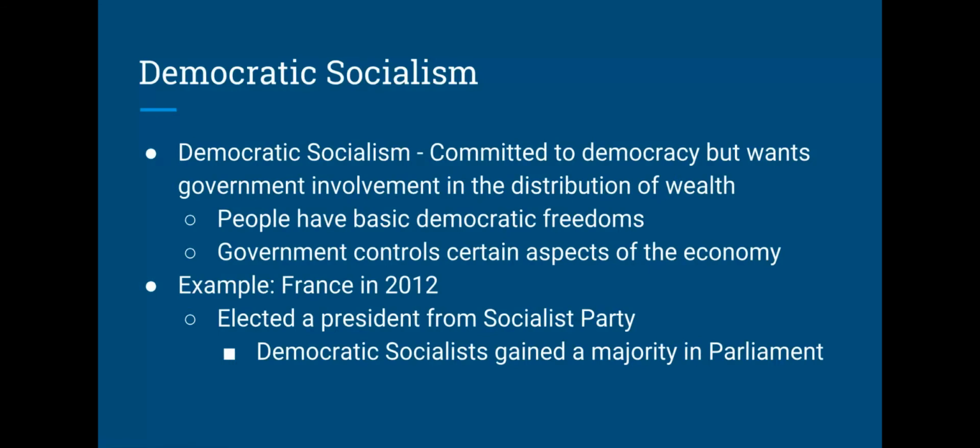You also have democratic socialism, which is socialism that's committed to democracy. So the government is involved in terms of distributing wealth, but they also want to maintain basic democratic freedoms. An example of this would be France in 2012. They elected a president from the Socialist Party and gained a majority in the French parliament.